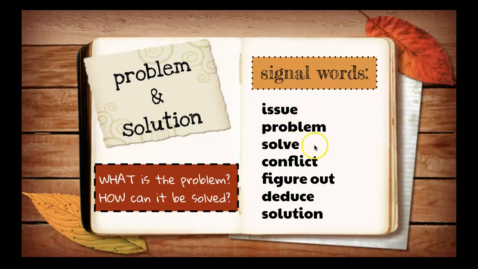So these are some of the signal words you might see: issue, problem, solve, conflict, figure out, deduce, or solution, or any variation of that: deduction, deducing. So we know that prefixes and suffixes can be added to words without really changing the meaning of the word too much. So we look for similar words. Pause the screencast, make sure you have the notes.